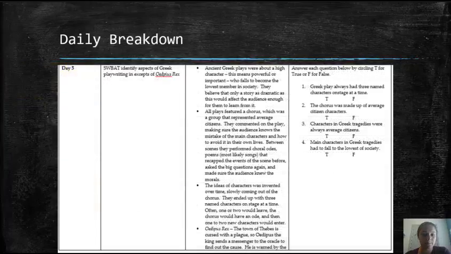Day 5. So if you look at the bottom of this middle column, which are the key points, you'll notice it's cut off. There's a whole lot more of it. I didn't feel like I needed to have a whole separate slide just to show you the rest of the plot of Oedipus. If you don't know the plot of Oedipus, go look it up.